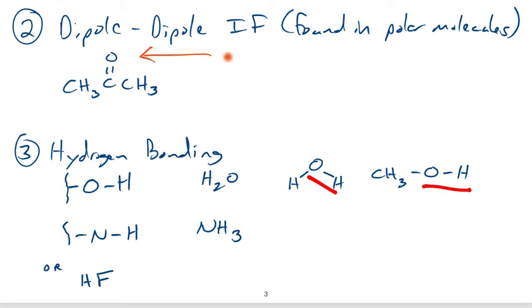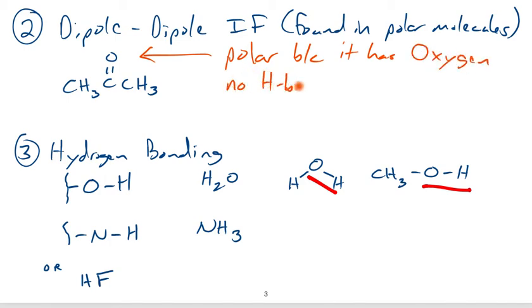Okay, so we can say it's polar because it has an oxygen in it, but there are no hydrogen bonds because there's no OH group. Okay, the oxygen is bonded directly to carbon. There's no hydrogen bonded to it. Therefore, it doesn't have this. Therefore, there's no hydrogen bonding here. But the fact that it's polar, it can form what we call dipole-dipole moments, or dipole-dipole intermolecular forces.